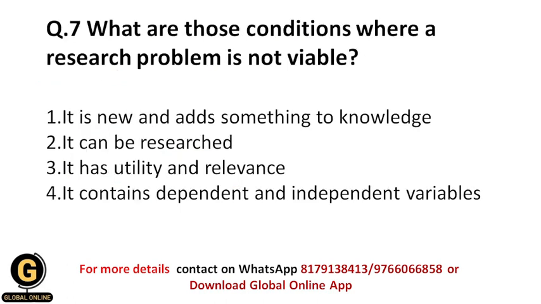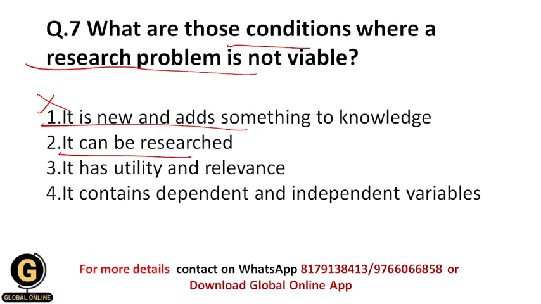Next is, what are those conditions where a research problem is not viable? So what are those conditions in which a research problem is not viable? So first is, it is new and adds something to knowledge. Yes, in this situation research problem is viable, so this is eliminated. It can be researched, it means that it should be researchable, so this is as well eliminated, because under these situations research problem is actually viable.